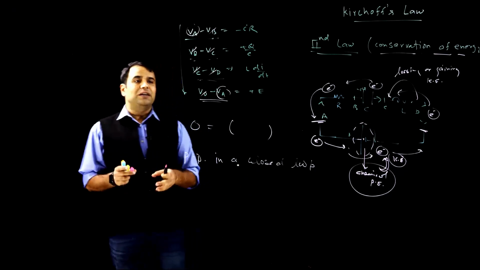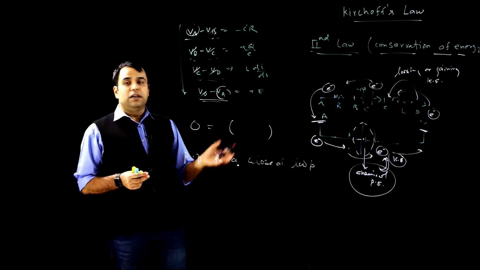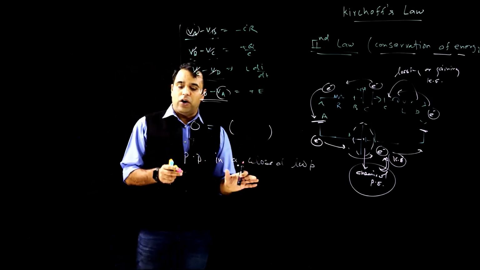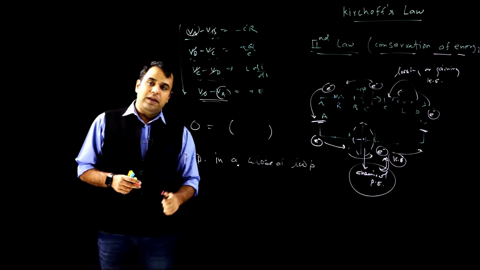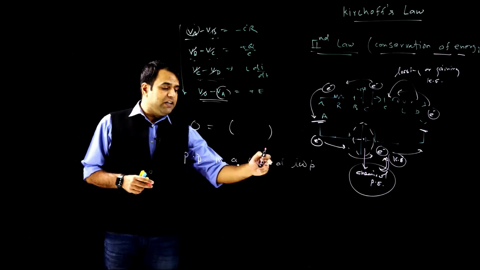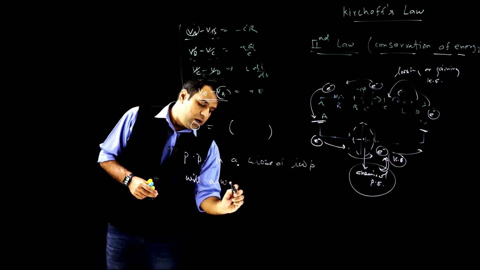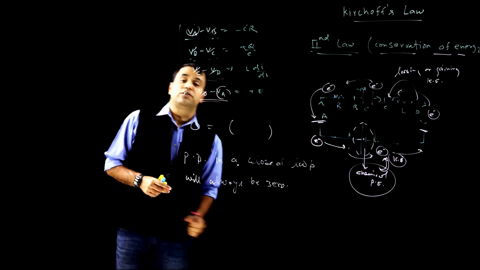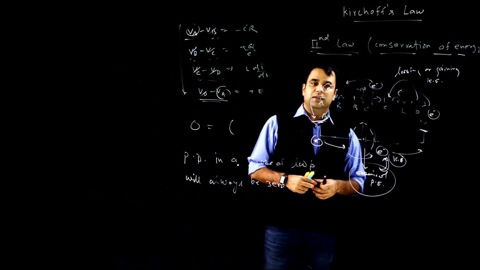matter. Whatever kind of electrical circuit it is, whatever kind of electrical element it consists of, it doesn't matter at all. Whenever you calculate the potential difference in a closed loop, the value will always be zero. When you calculate the summation, it is going to be zero. That's your second law, because energy is always conserved.